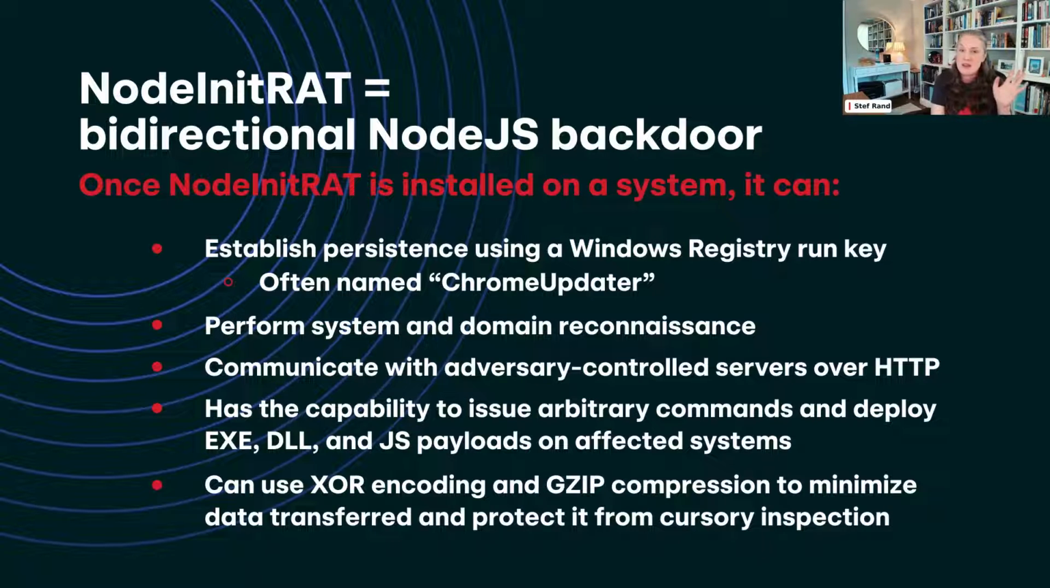One thing of note is that it does establish persistence using a Windows registry run key, and that's one of the ways that you can detect this. So it's not typical for node.exe to use the command prompt, cmd.exe, to create registry run keys. That is very suspicious behavior. So it will very often establish persistence using the name ChromeUpdater in the run key. And so that's one thing to look out for.